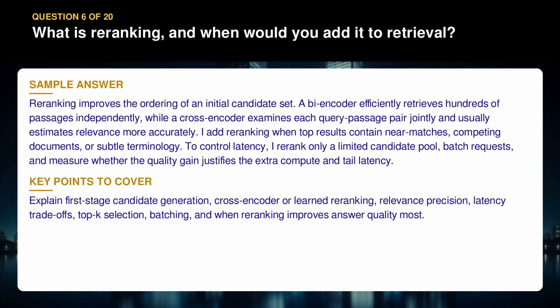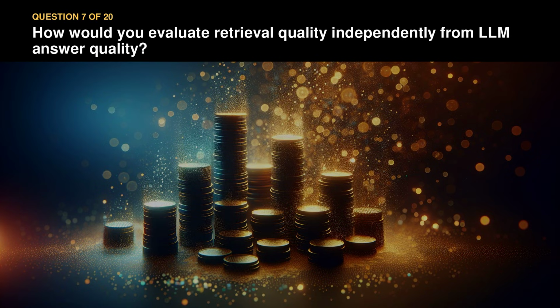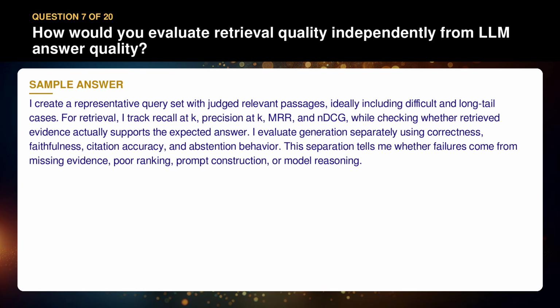Explain first-stage candidate generation, cross-encoder or learned reranking, relevance precision, latency trade-offs, top K selection, batching, and when reranking improves answer quality most. Question 7. How would you evaluate retrieval quality independently from LLM answer quality? I create a representative query set with judged relevant passages, ideally including difficult and long-tail cases. For retrieval, I track recall at K, precision at K, MRR, and NDCG, while checking whether retrieved evidence actually supports the expected answer.